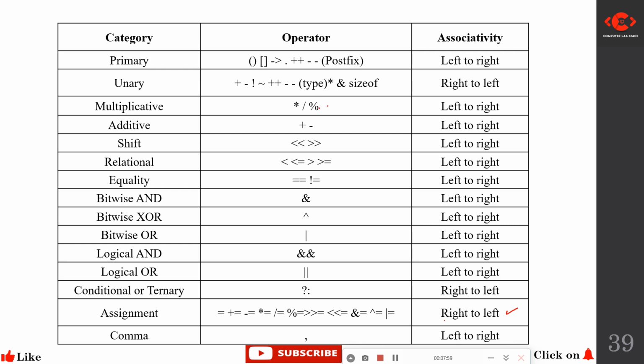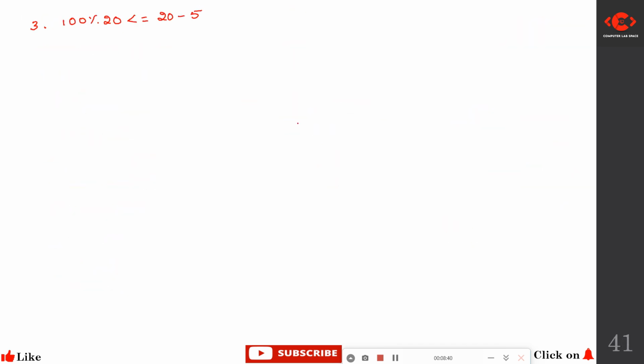Since the modulus has the first priority and the associativity is from left to right, you need to solve the expression from left to right, and the first priority you give to the modulus operator. Then for the arithmetic operator, it is plus minus. So first priority for the modulus, next priority for the 20 minus 5 in the expression, then the next priority for the relational operator, that is less than equals. Here all three have left to right priority only, and that doesn't make any difference also. So we will go and solve.